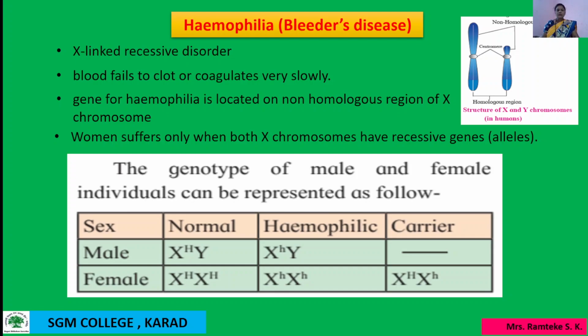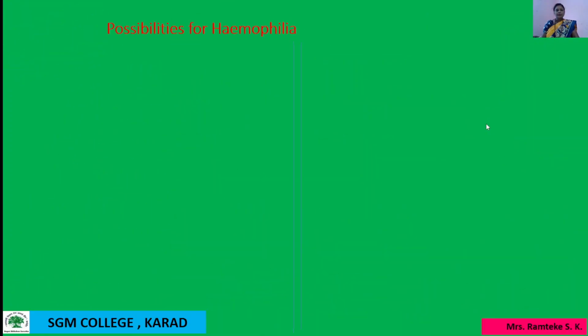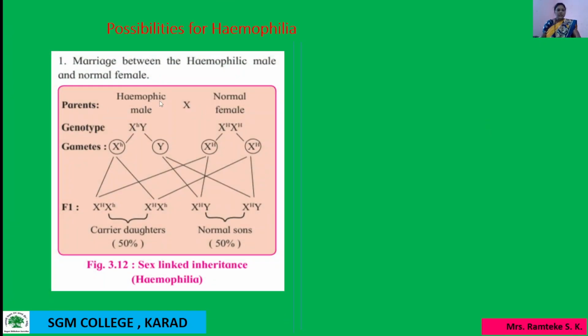Then we understand the possibilities when a hemophilic male marries a normal female. The parents are a hemophilic male, Xh Y, and a normal female, XH XH. Crossing these genotypes, we get the gametes, and then the F1 offspring: carrier daughters 50% and normal sons also 50%.